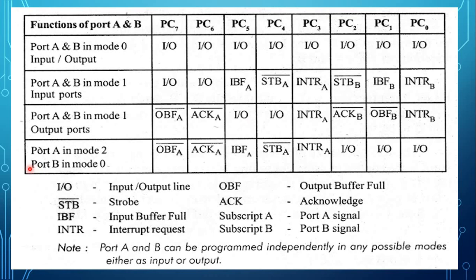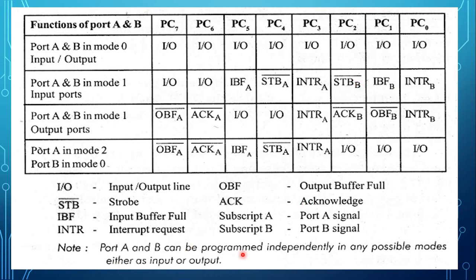Then port A in mode 2, that is, port B in mode 0. Here PC0, PC1 and PC2 may be used as either an input port or an output port in mode 0 operation. The remaining lines, that is PC3 to PC7, act as control signals for port A operation in mode 2. I/O is nothing but an input or output line. STB means strobe, IBF is input buffer full, then INTR is the interrupt request signal. This is output buffer full. ACK means acknowledgement signal. Then the subscript: here subscript A means a port A control signal, and subscript B indicates a port B control signal.